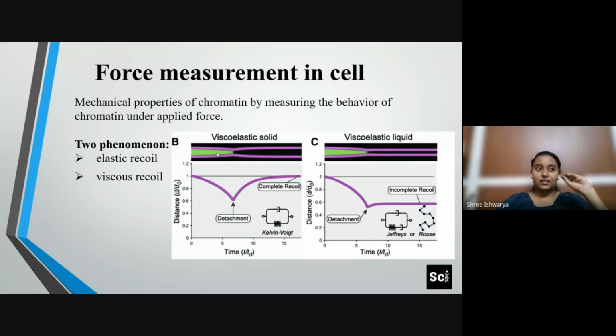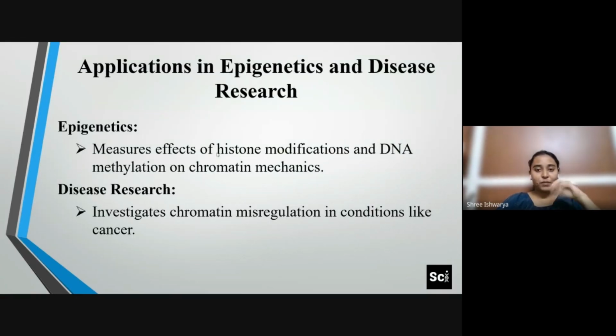So have you got the answer for the question that I asked before? What is the material state of chromatin? It is a viscoelastic liquid. So coming to the epigenetics and disease research applications of vector, what is meant by epigenetics?